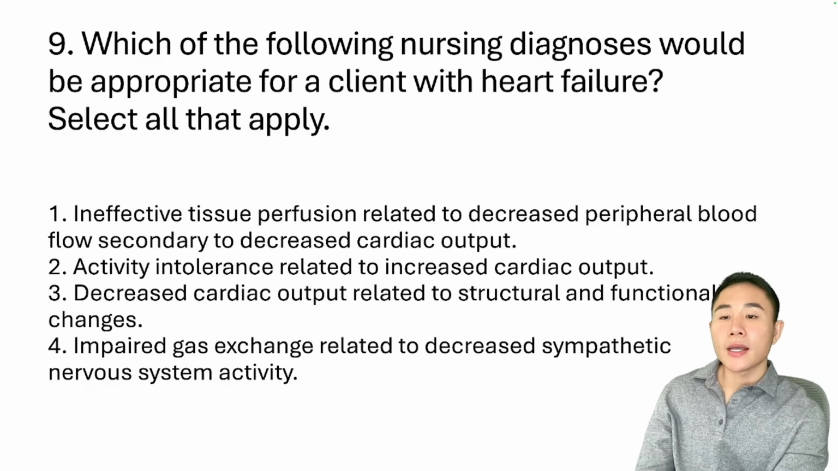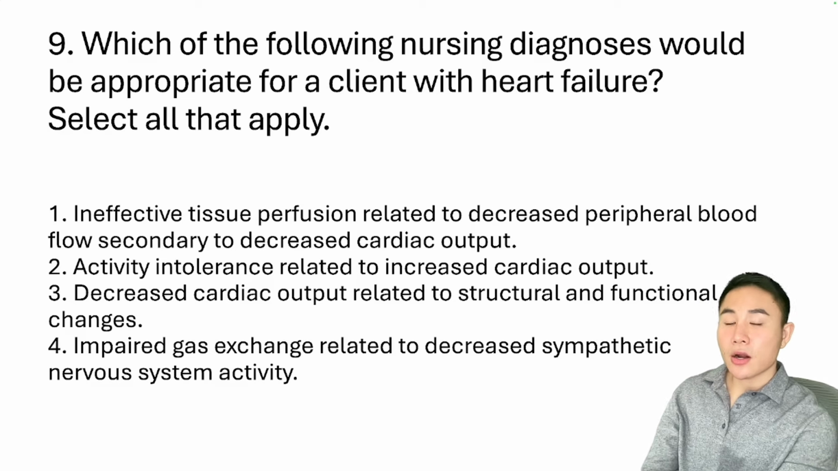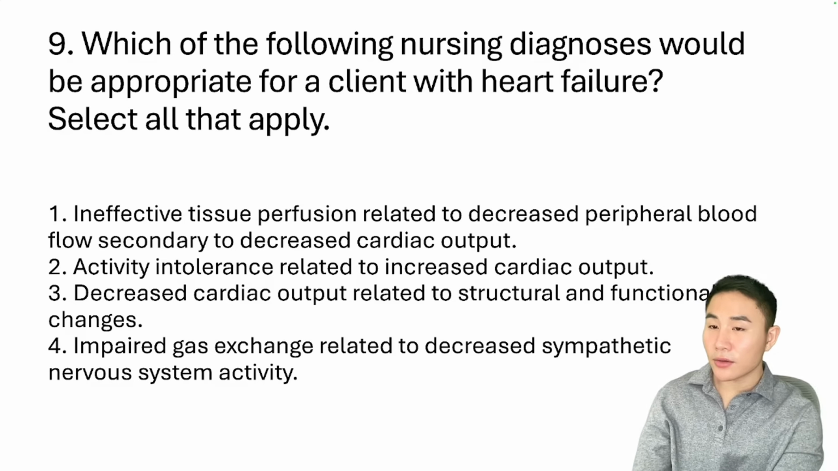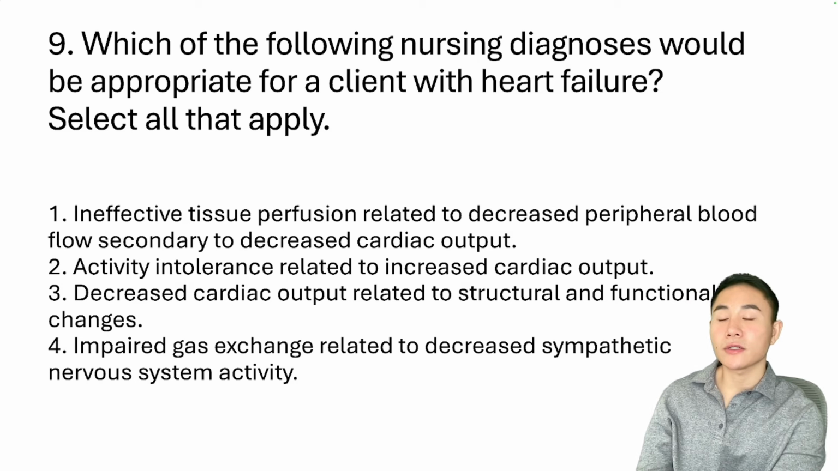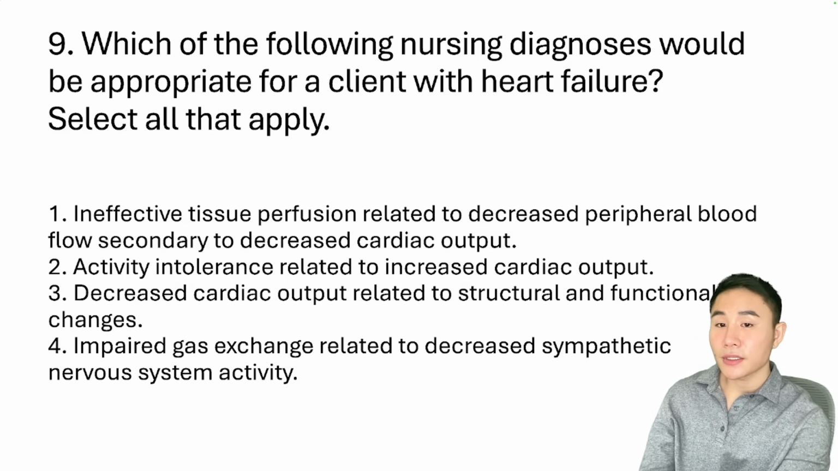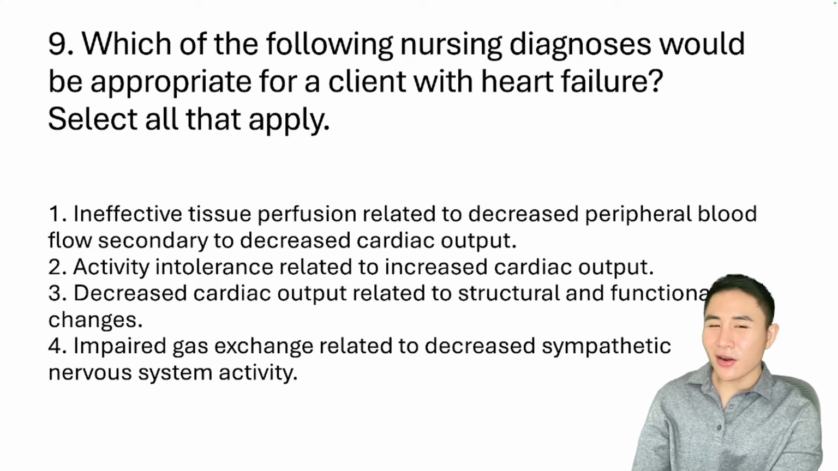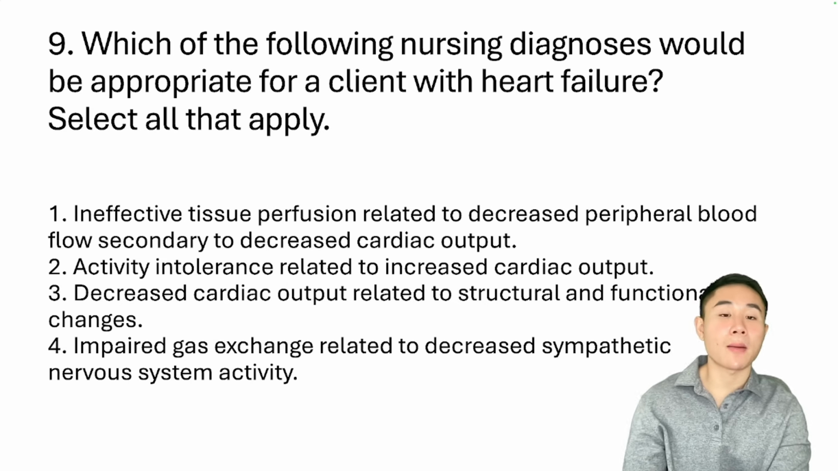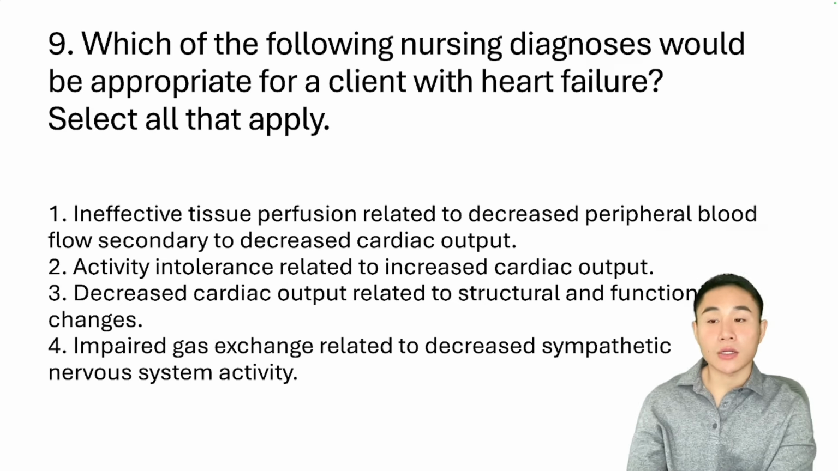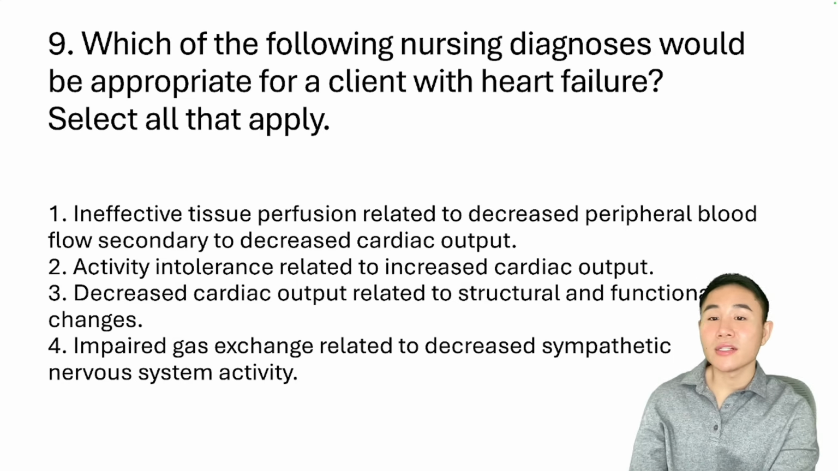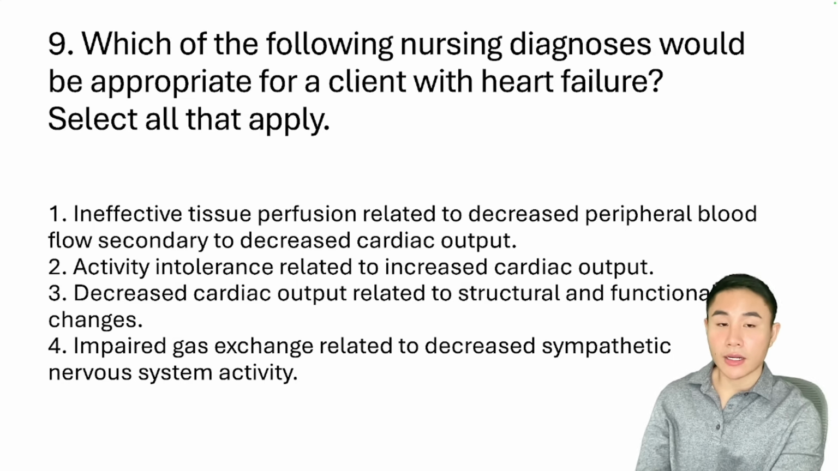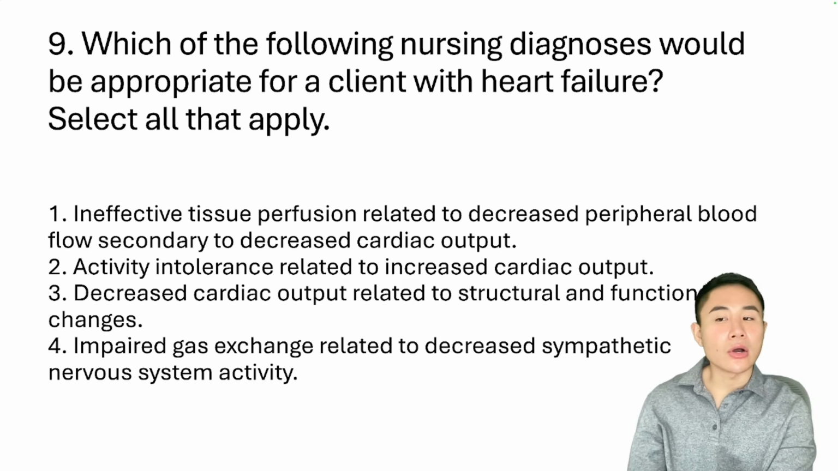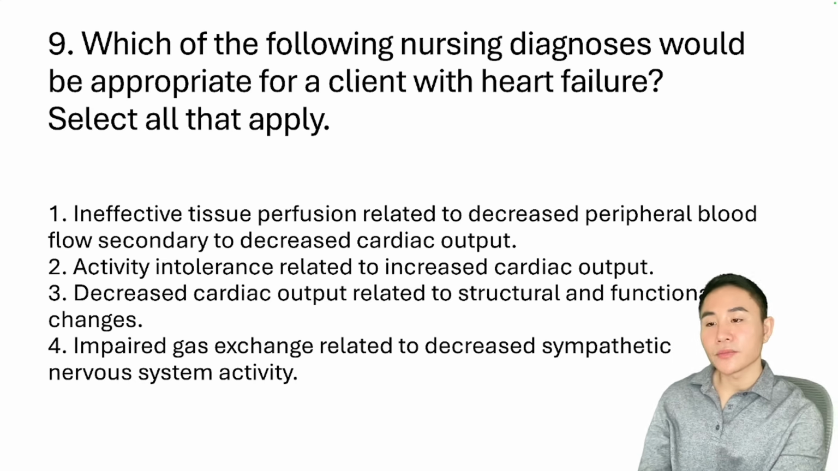Number 2, activity intolerance related to increased cardiac output. Activity intolerance, correct, because usually in patients with heart failure, their activity is impaired. However, related to increased cardiac output, no. It has to be completely correct. Someone with heart failure cannot have an increased cardiac output. That doesn't make sense. The heart is weak. So number 2 is incorrect. If it were activity intolerance related to a decrease in cardiac output, then that would be a correct answer. But no, this is not correct. So 1 is correct only for the moment.